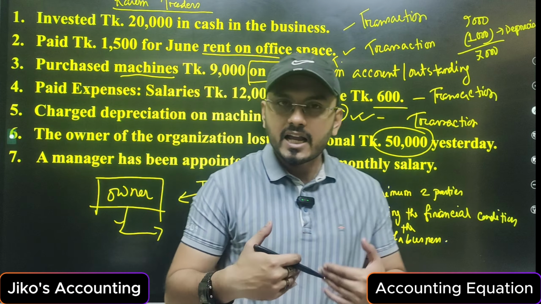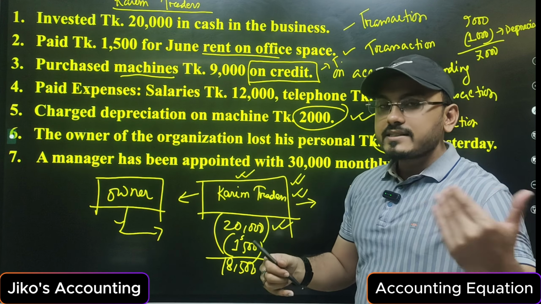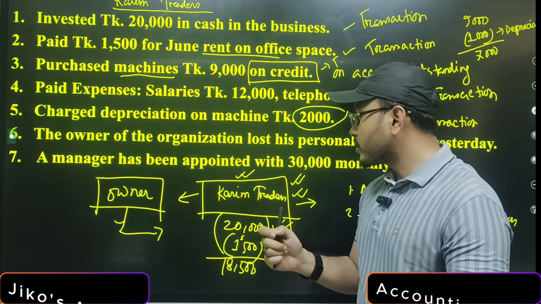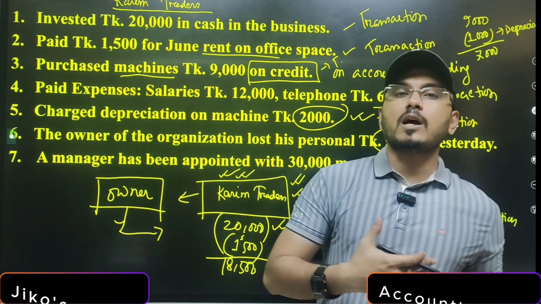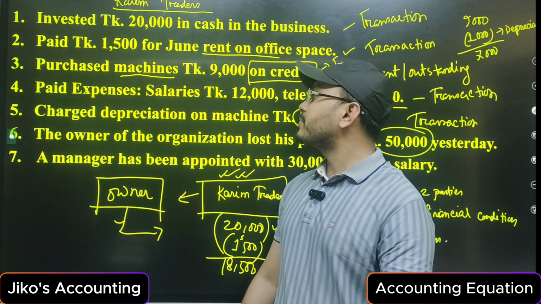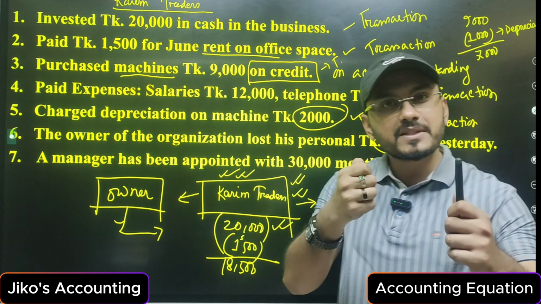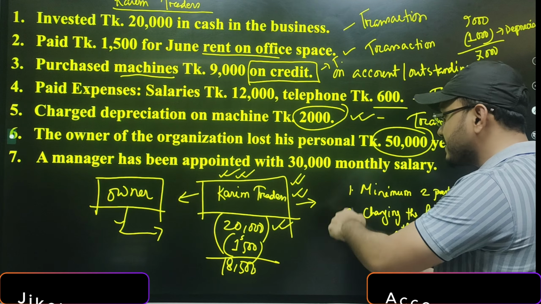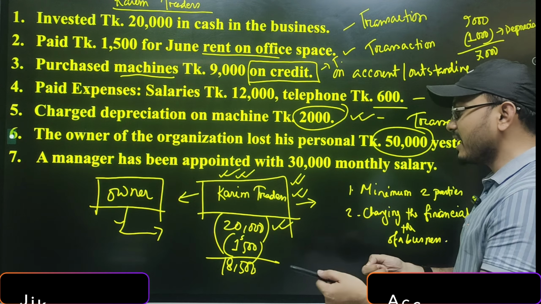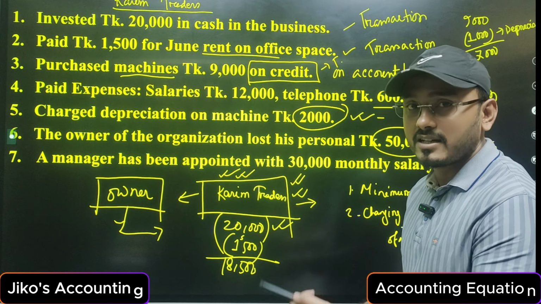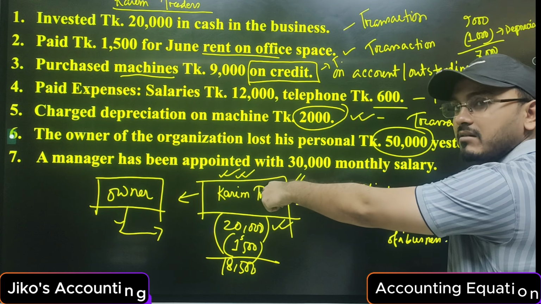Imagine I am the owner of Korim Traders. In the accounting system, we usually record all the transactions from the business side. But I am the owner of the business. Somehow, I have lost 50,000 taka from my personal wallet. Because of this, can you see any changes in these two elements? Like minimum two parties. As it is not a business transaction, obviously there are no parties at all. It is my personal matter. It is not relevant to the business at all.